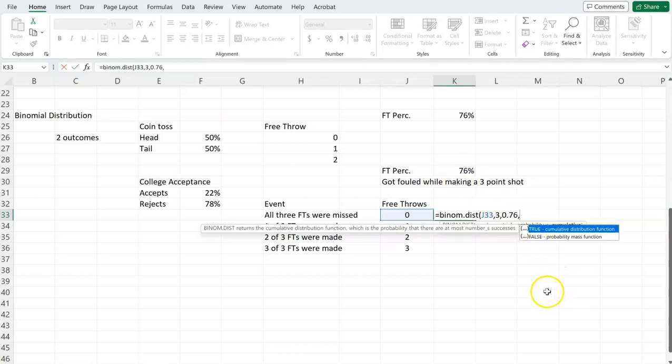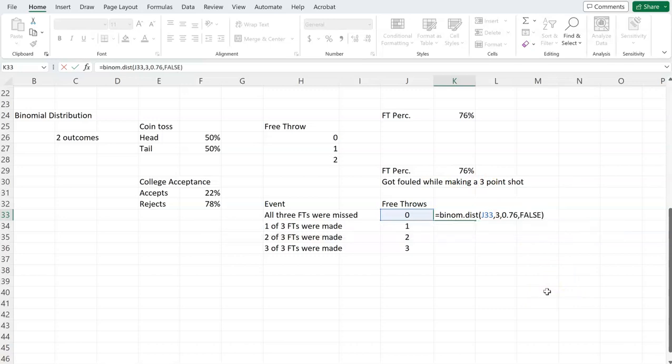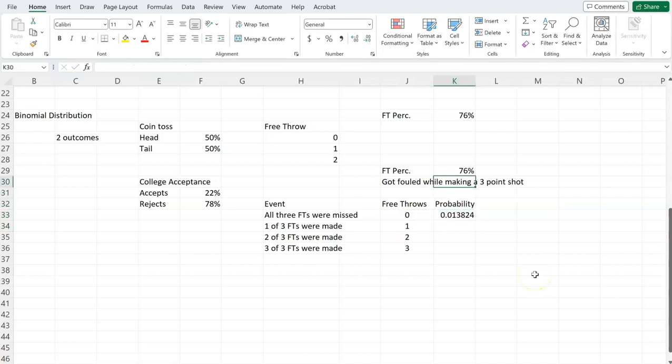And cumulative, for now, we will say false. We are going to see what true is in a bit, but for now, let's just write false. And this is my probability. So it's telling me that if I am a 76% free throw shooter, the probability that I miss all 3 free throws is going to be around 1.4%.